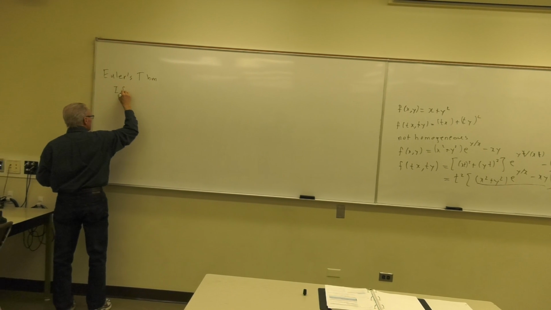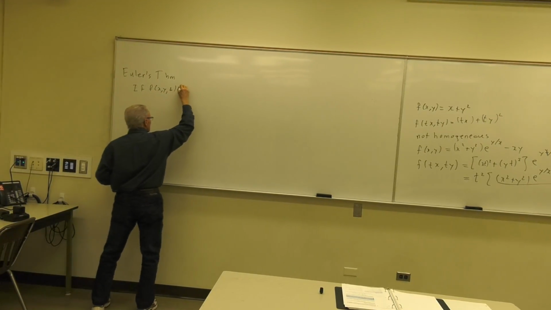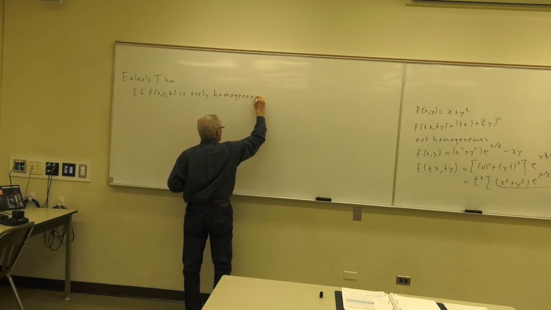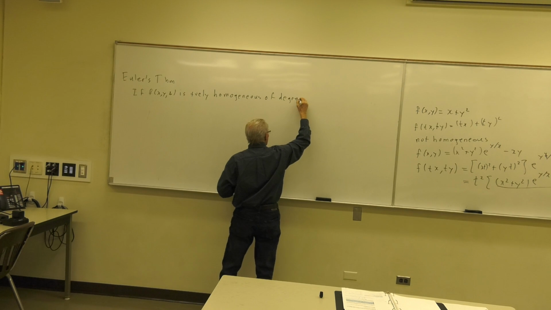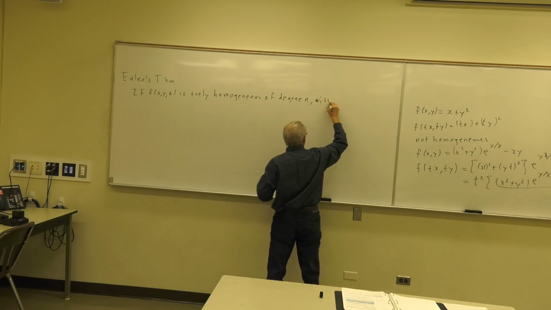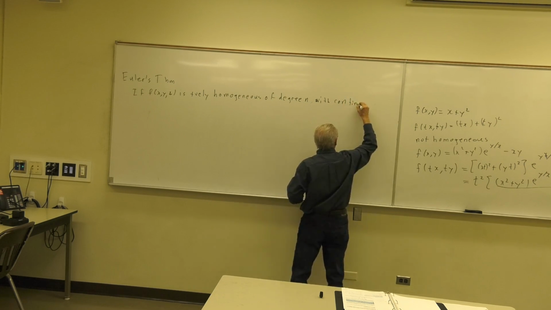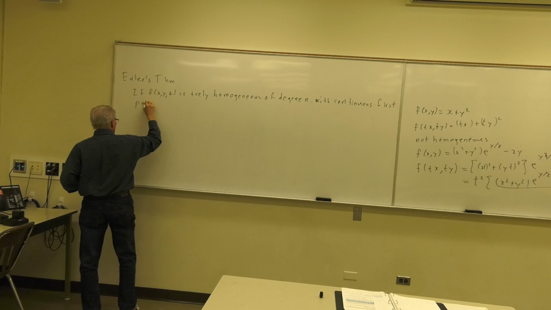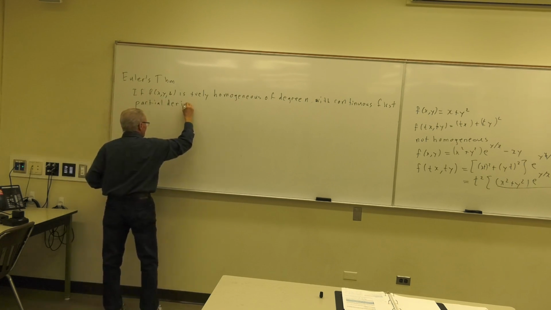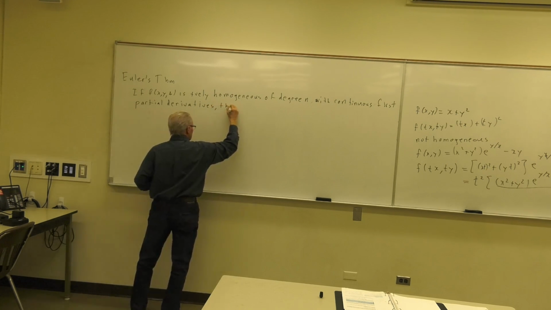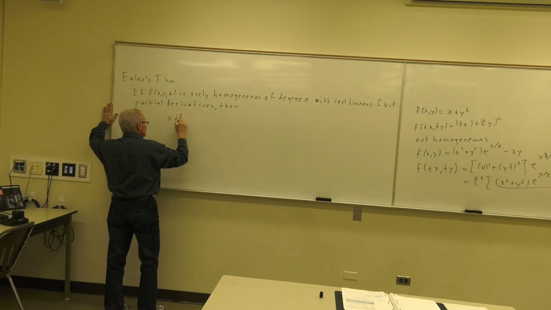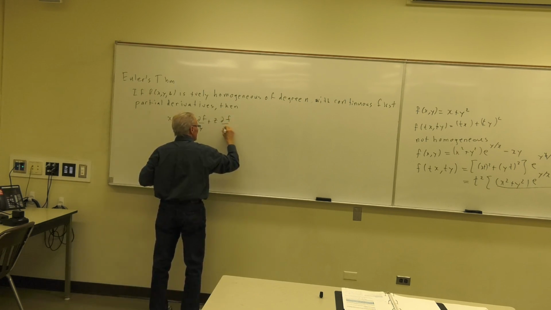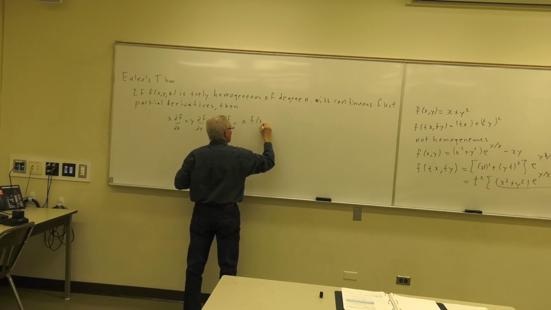It says, if f of x and y and z is positively homogeneous of degree n with continuous first partial derivatives, then, if you take x di f di x plus y di f di y plus z di f di z, you will get n f of x, y, and z.